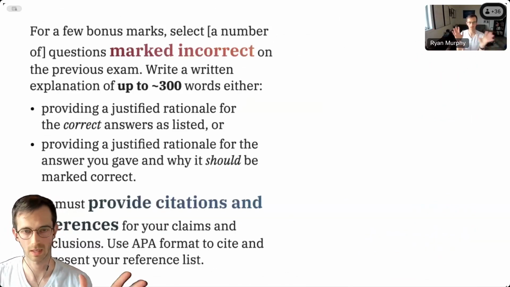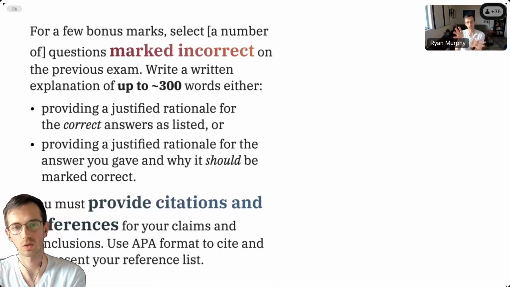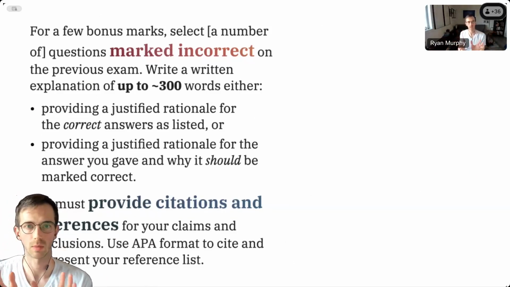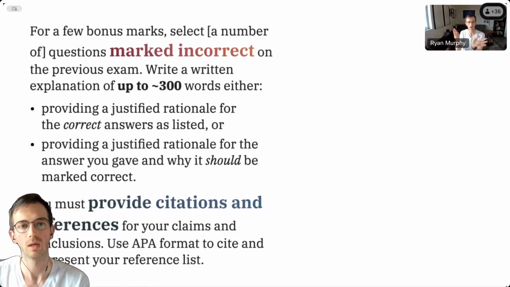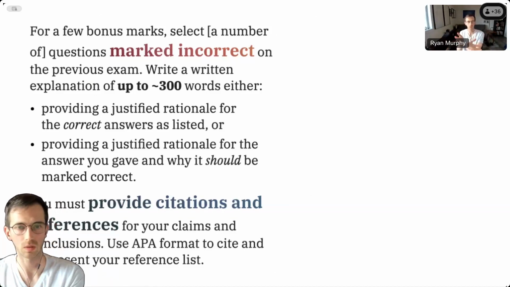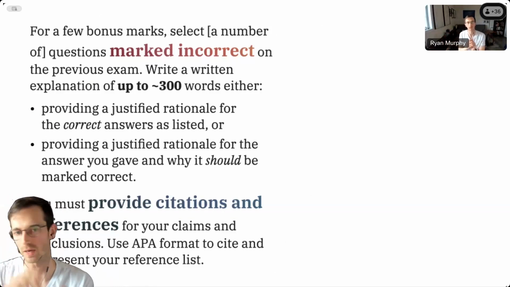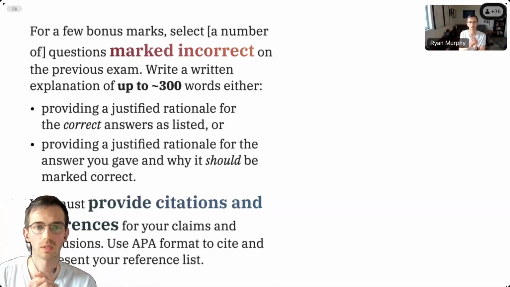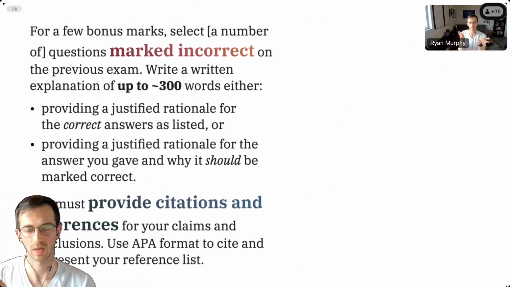And this is a lot of text on one slide. It's the exact instructions that I give students when I create these follow-ups. It's basically this: for a few bonus marks on a previous multiple choice exam, select a number of questions that were marked incorrect and write a written explanation of up to 300 words, either providing a justified rationale explaining what the correct answers should be, or you explain what you chose and why it should be marked correct. You find references to justify your choices. And key to that is providing citations and references using appropriate formatting.